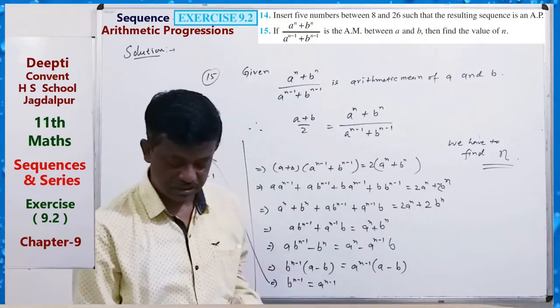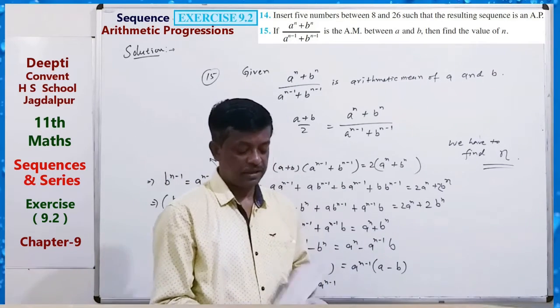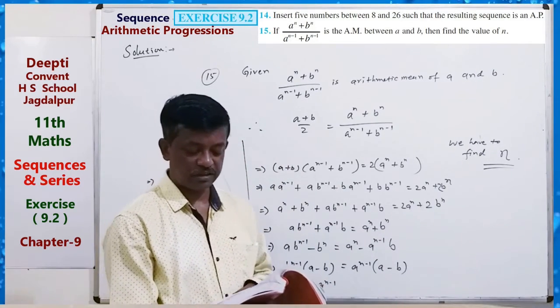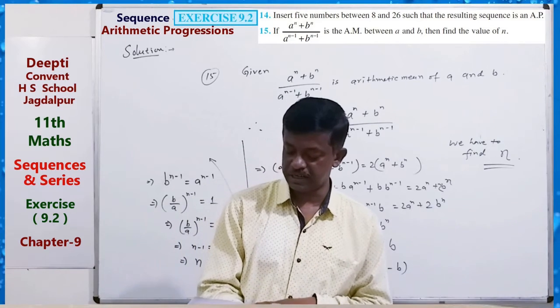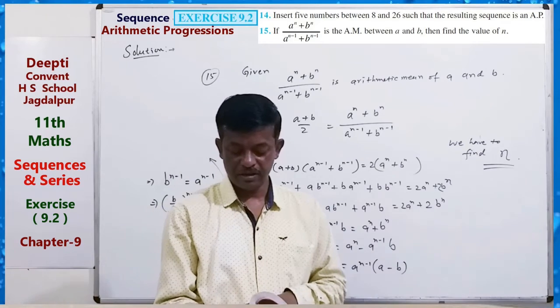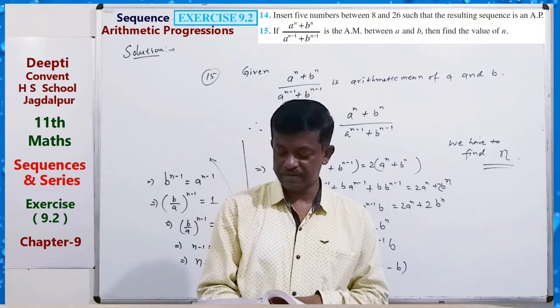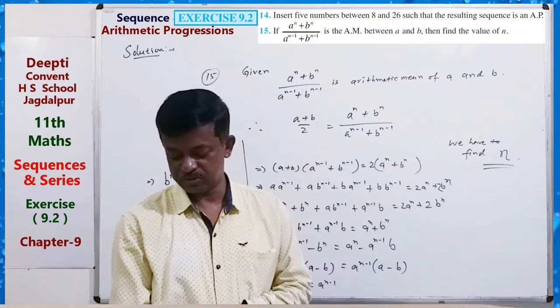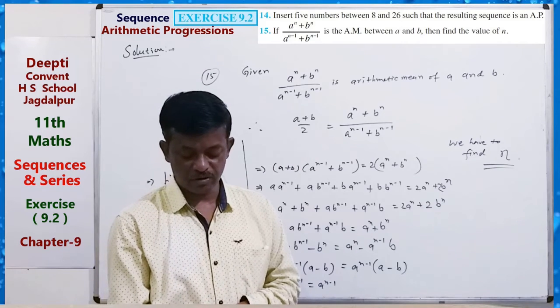And all the questions you have to do completely. Question 16: between 1 and 31, m numbers have been inserted in such a way that the resulting sequence is an AP, and the ratio of the 7th and (m minus 1)th number is 5:9. Find the value of m.